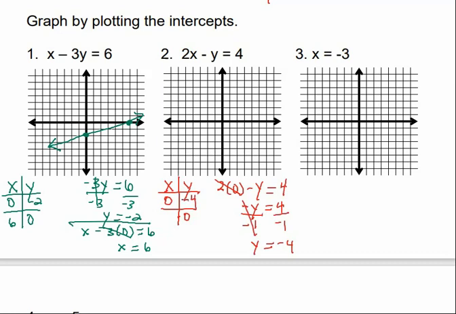All right. And then for x, if I plug in 0 for y, I have 2x minus 0 equals 4. Okay, so that just goes away, and I have 2x equals 4, divide by 2, so x equals 2. All right, so on my y-axis, I'm going to go down to -4. 1, 2, 3, 4. And on my x-axis, I'm going to go to the right 2 spaces.